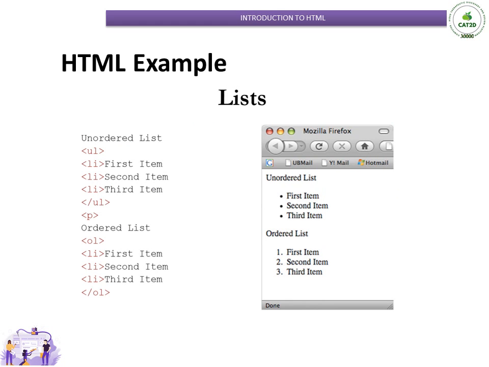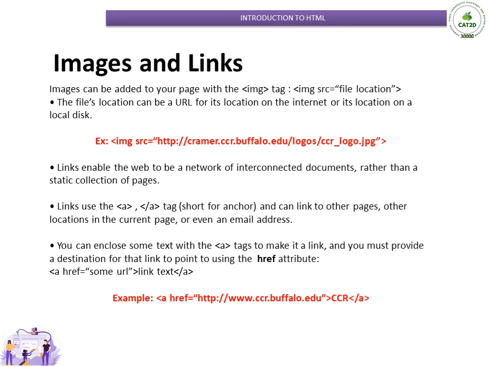Another example is a list. If you want to list your documents or content, you make use of the UL, the unordered list, then have the list itemized within the unordered list. Then if it's for the ordered list, you make use of the OL and have the list within it. So as you can see the difference between the ordered and the unordered: ordered was labeled 1, 2, 3, while the unordered were only bulleted.